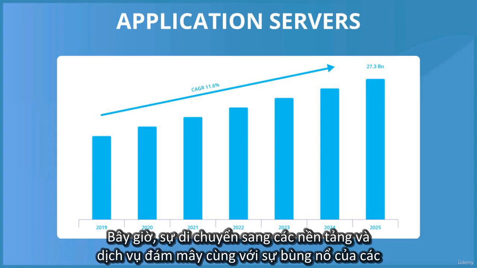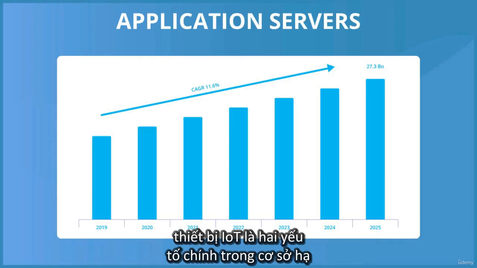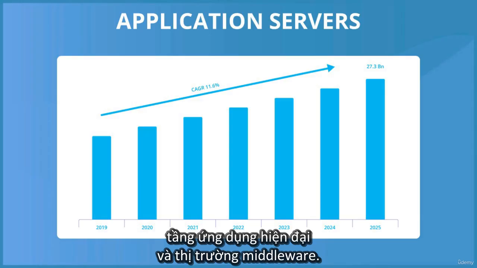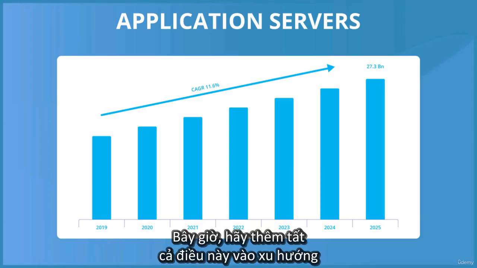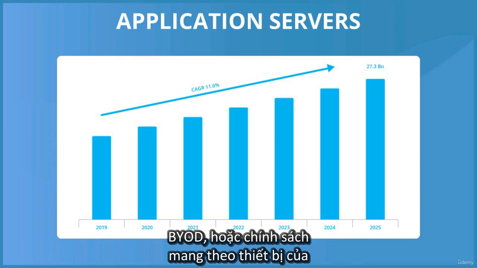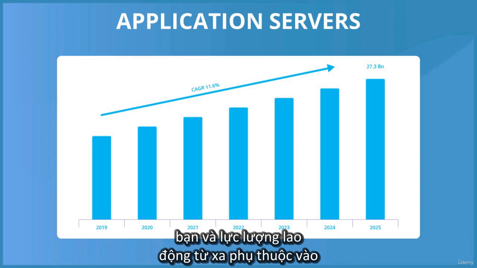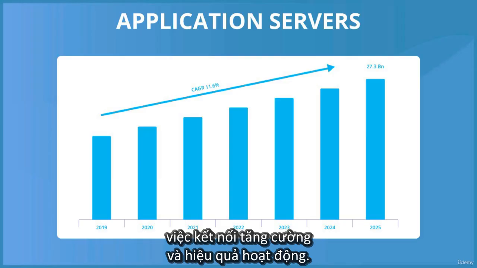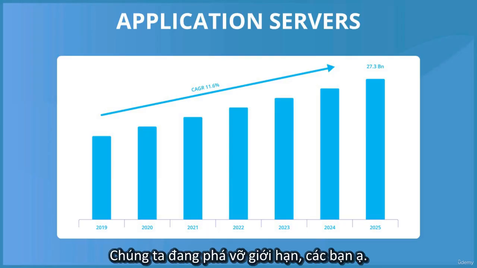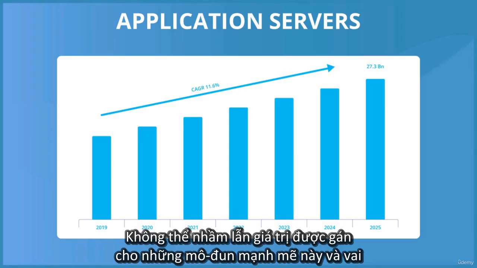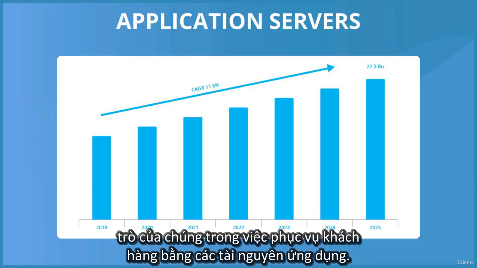Now, this migration to the cloud platforms and services and the boom of IoT devices are two key drivers in the modern application infrastructure and middleware market. Now, add all this to the movement toward BYOD, or bring your own device policies, and remote workforces dependent on increased connectivity and operational efficiency. We're blowing the roof off, my friends. There's no mistaking the value assigned to these powerful modules and their role in serving clients with application resources.